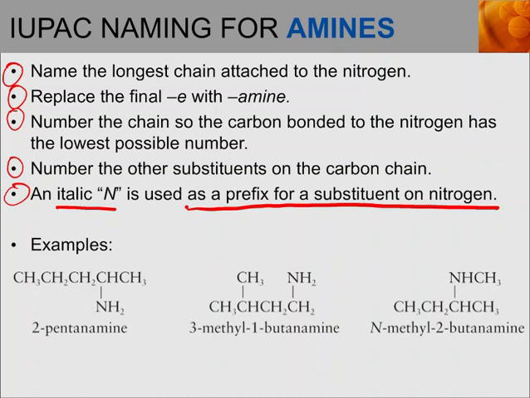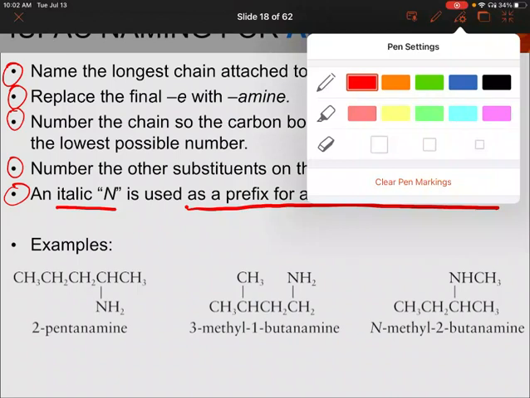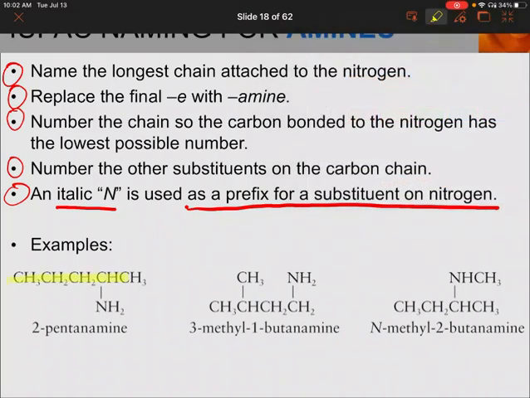So let's look at some examples down below. On the left, we're going to find the longest carbon chain, and then we want to number it so that our nitrogen group has the lowest number possible. So I'm going to start on the right and work my way left. Okay, so that nitrogen is attached to carbon 2, and we have 5 total carbons. If this were an alkane, we would call it pentane, but we're going to drop the E and add amine, so it becomes pentanamine. And then we're going to put a 2 in front to indicate that the nitrogen is attached to carbon 2.